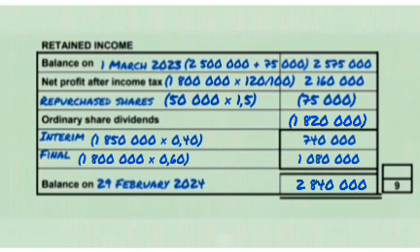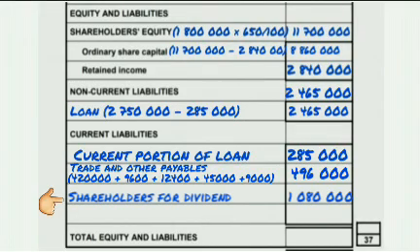Then lastly I am going to deal with my shareholders for dividends. Shareholders for dividends is also known as my final dividend. You see there it is 1,080,000. That amount, just as it is, becomes my shareholders for dividends. Shareholders for dividends, in other words, just means final dividends. They are one and the same thing, hence I just transferred the same amount.